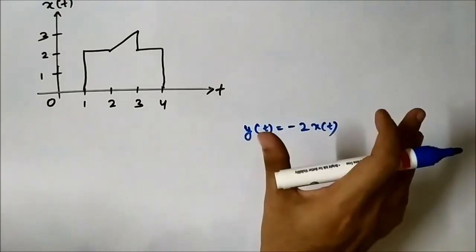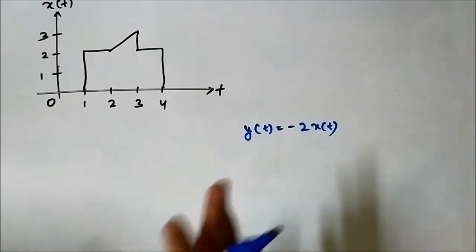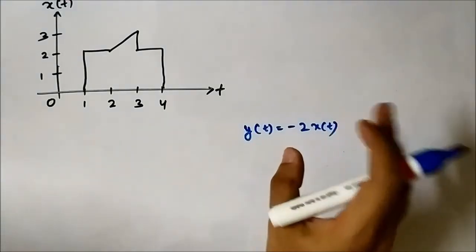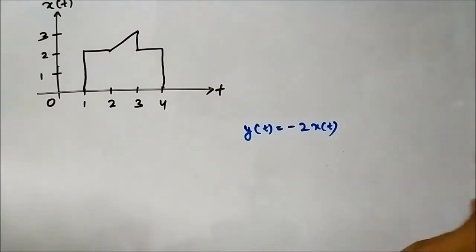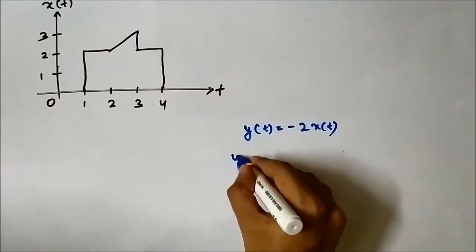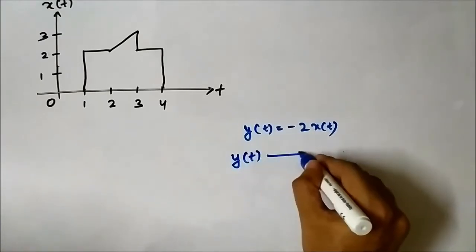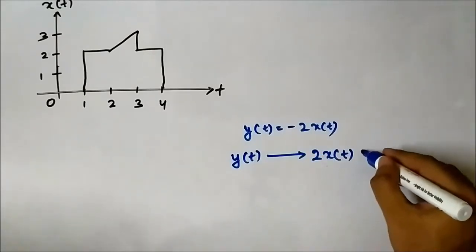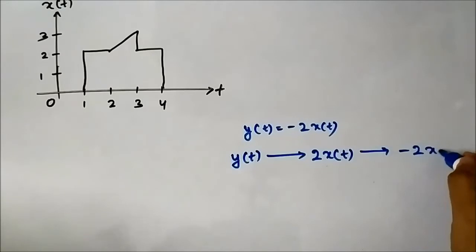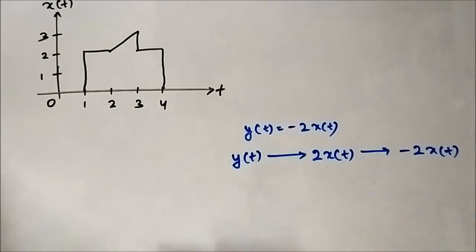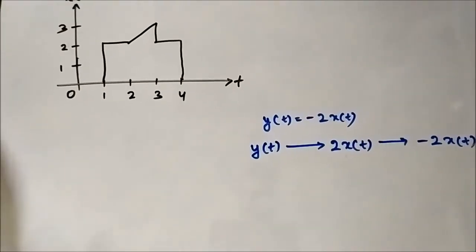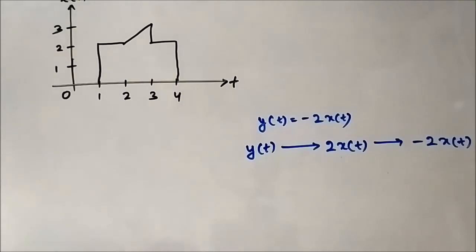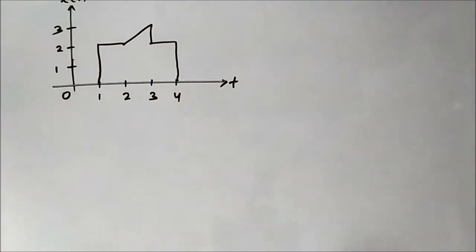We can do it directly, but if you are getting started with signals and systems, you have to do it in 2 steps so that you understand it in a better way. First we'll do the scaling part, the amplification part, and then we'll do the inversion part in 2 steps. So for that, here we have to draw the axis again. It will take a little bit more space. Okay, let's rub it here.